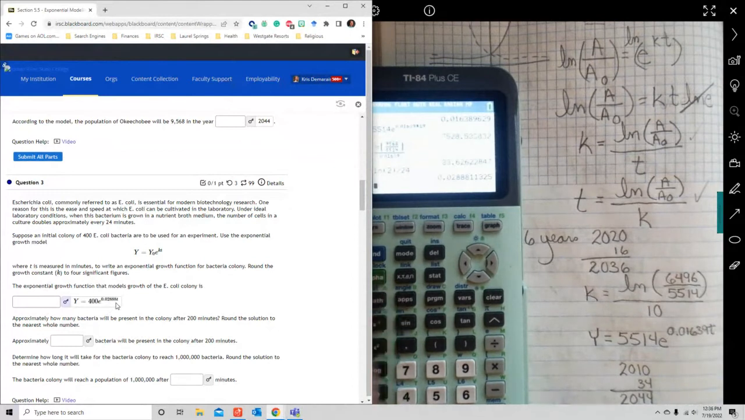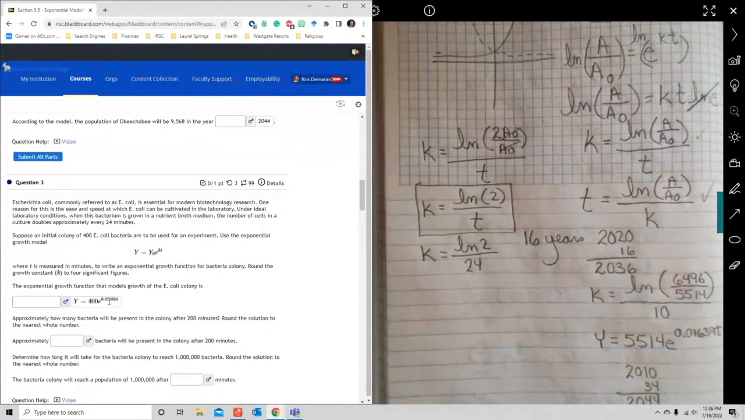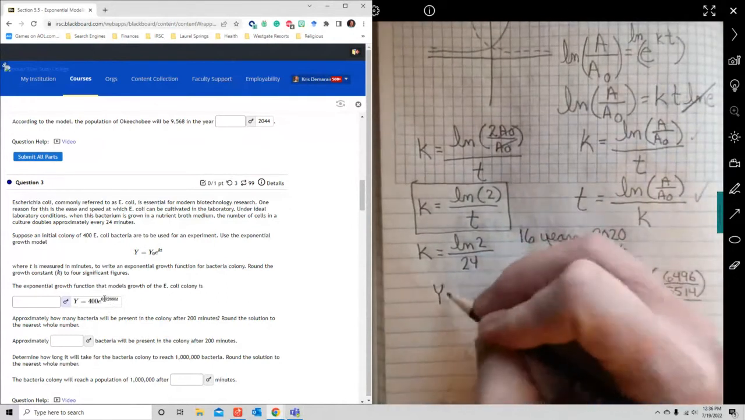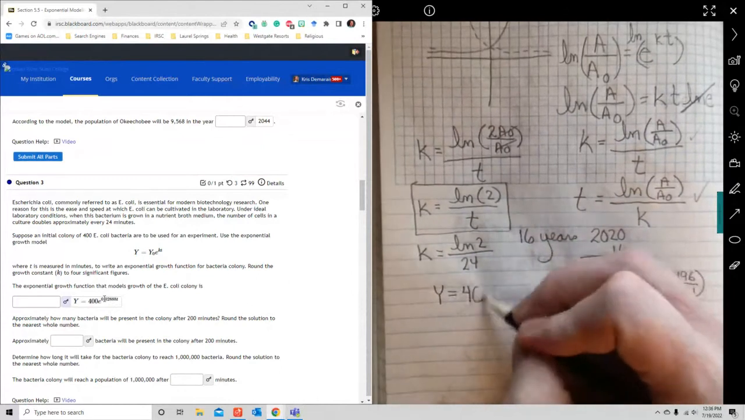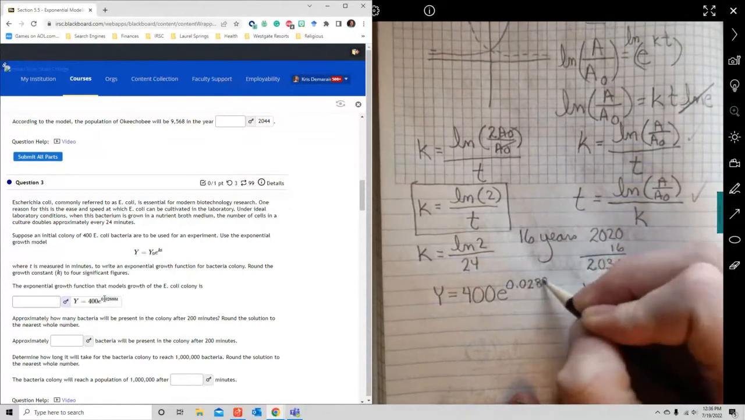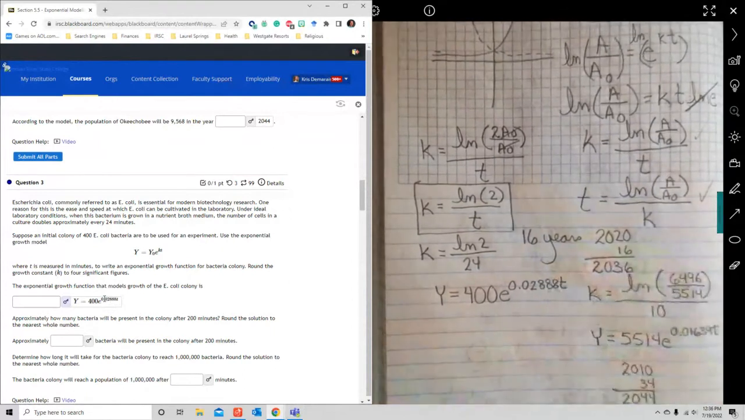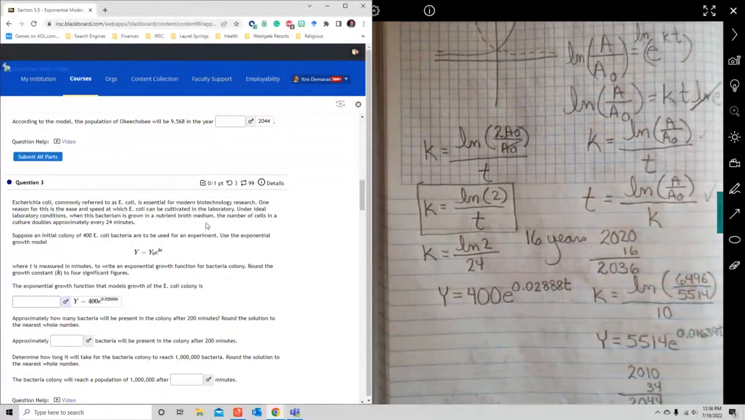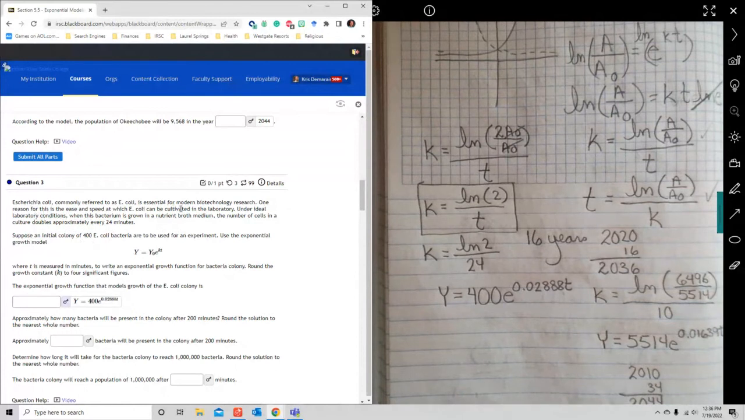So what I just verbalized is what's being demonstrated here on the screen. I'll write that down if you can't see it very well. The projected amount is going to be 400 times e raised to the 0.02888 t, remembering that t is measured in minutes. It should say that within the problem. It doesn't say that in the initial problem, but it says it right at the end here. It sometimes does tell you it's recorded in minutes.